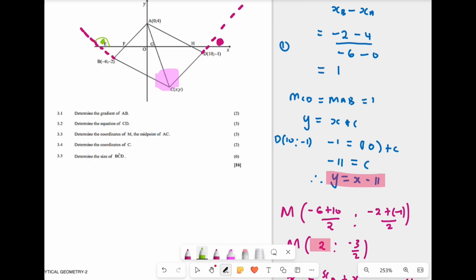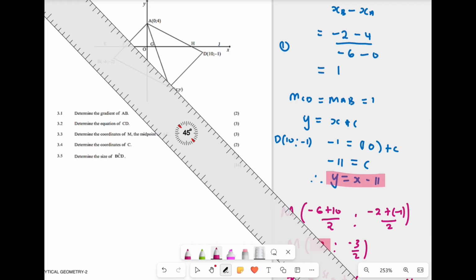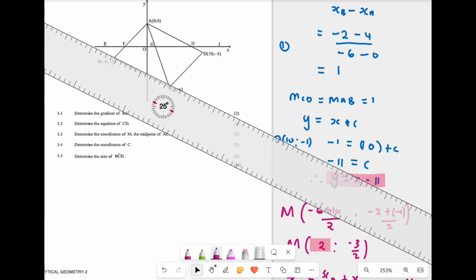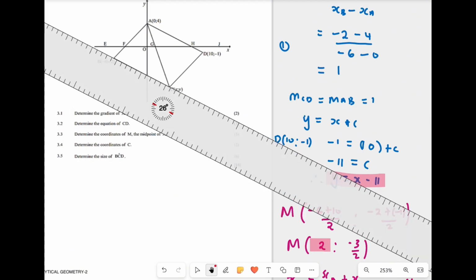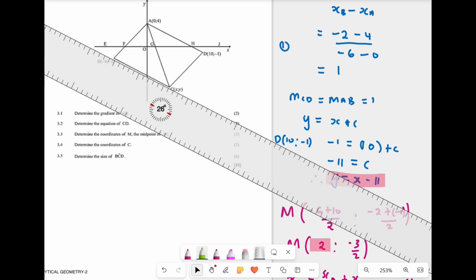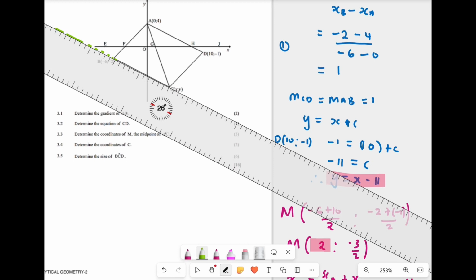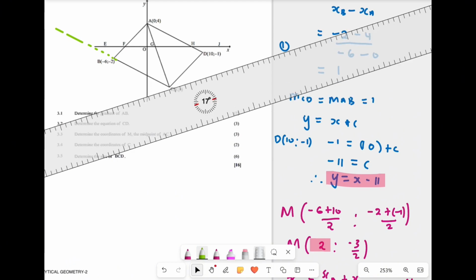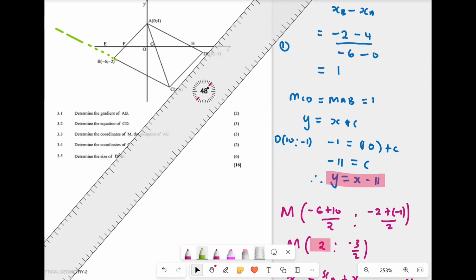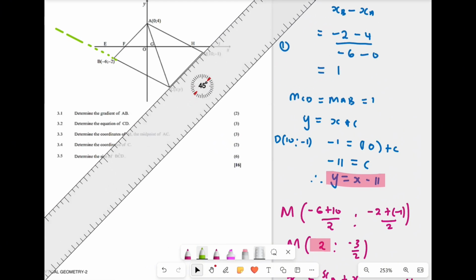So my lines are not straight. Let me make them straight so that it will be clear. Let me see if I extend here. Okay. So even here I can extend, so that I'll be able to calculate the angle of inclination.